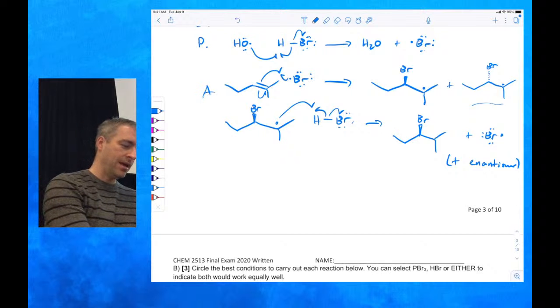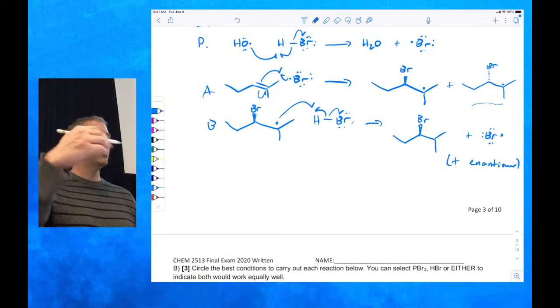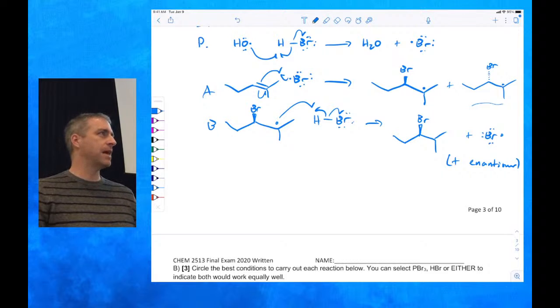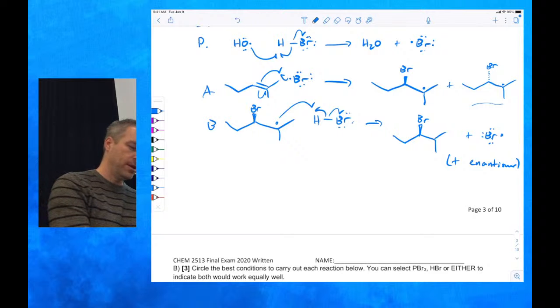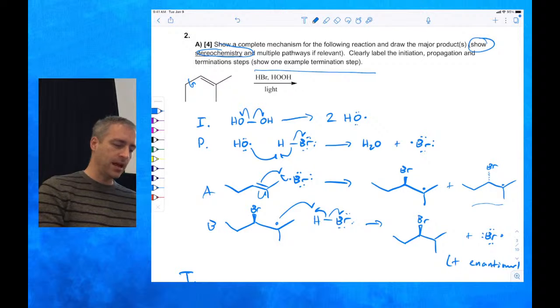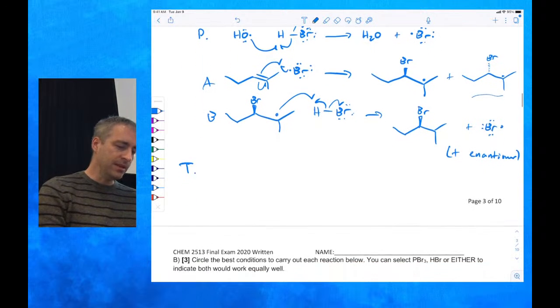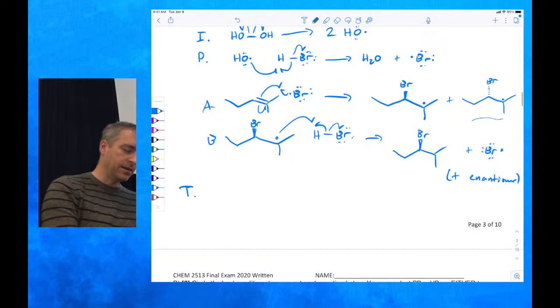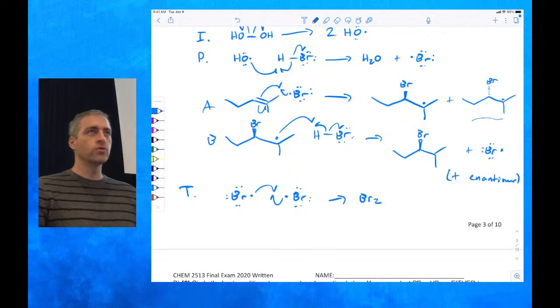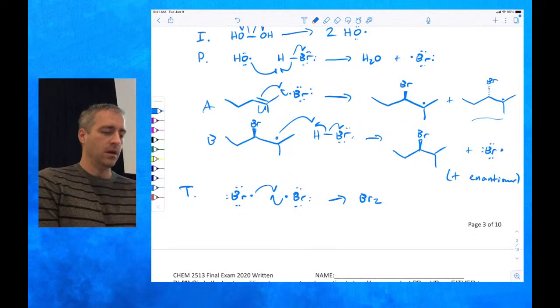This is like A, B, A, B, A, B, A, B, A, B. Those repeat again and again until you run out of starting material, or until enough termination steps happen that your reaction stops. Termination, you just need one example. So take any two radicals from above. I'm going to take two Brs, just because it's the least drawing. Starts with radicals, ends with no radicals.